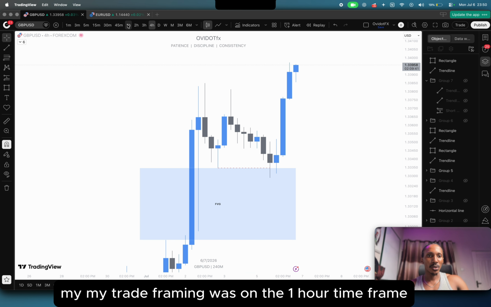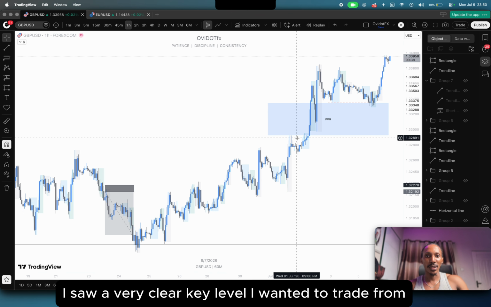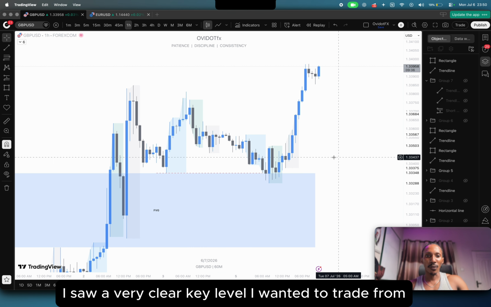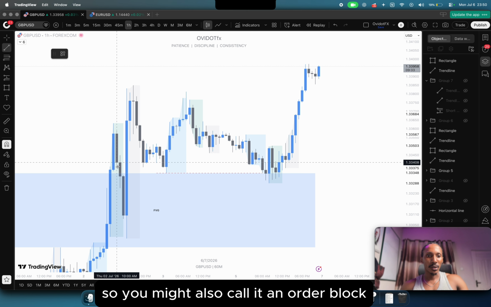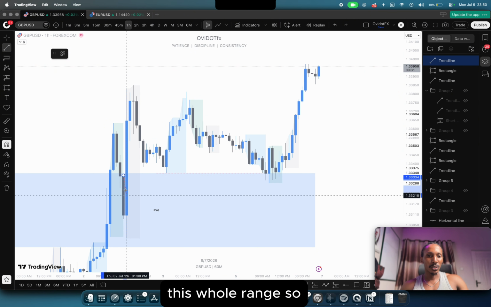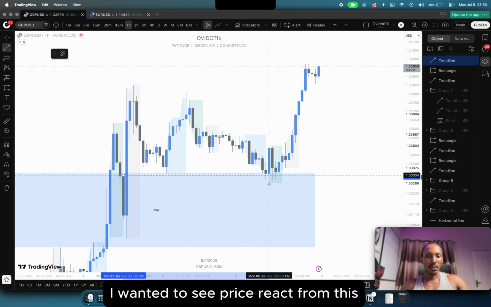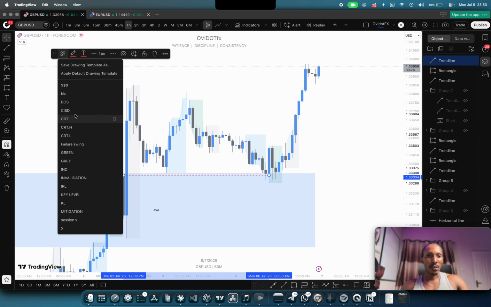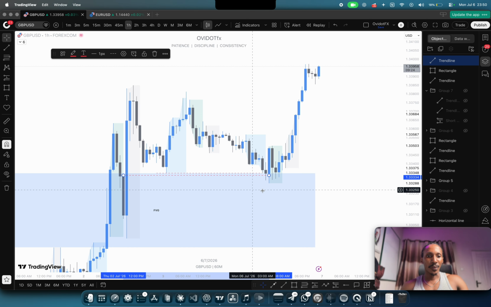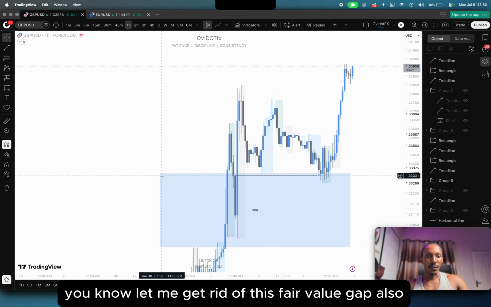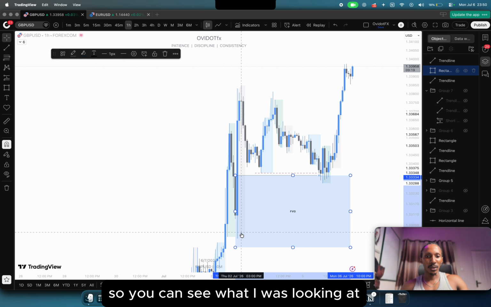My trade framing was on the 1 hour time frame because that's where I saw a very clear key level I wanted to trade from. So you might also call it an order block. It's valid. This is an order block, this whole range. So I wanted to see price react from this particular key level. Let me get rid of this fair value gap also so you can see what I was looking at.